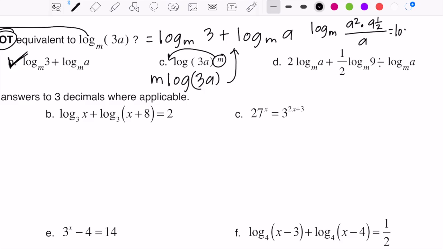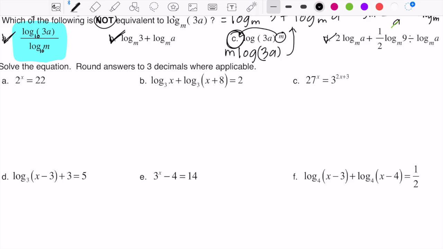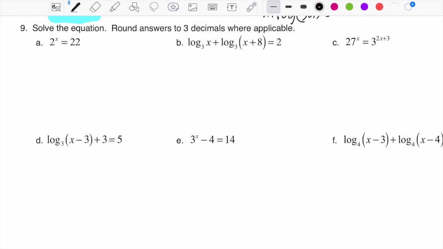So that's log base m of a squared, and a simplifies to just a, and 9 to the 1/2 is 3. So that is going to simplify to 3a, which is what they gave me. So perfect. That is the one that is not equivalent. Good test problem right there.